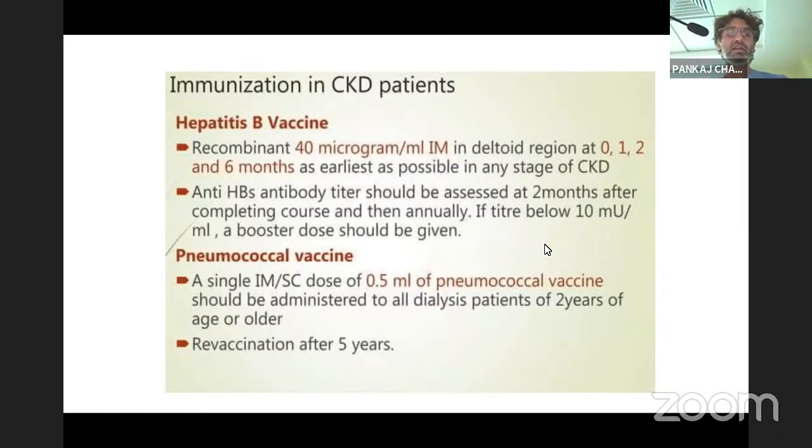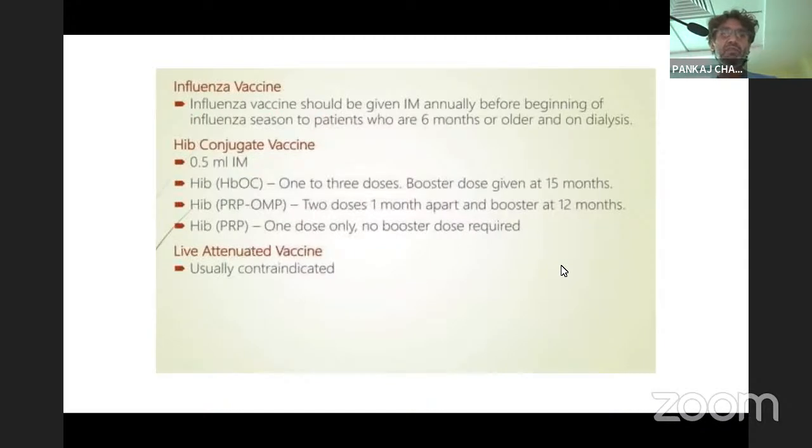For immunization, hepatitis B and pneumococcal vaccine should be considered, with re-vaccination after 5 years. Influenza vaccine should also be given, and Haemophilus influenzae type B conjugate vaccine should also be considered. Live attenuated vaccines are contraindicated in these patients.